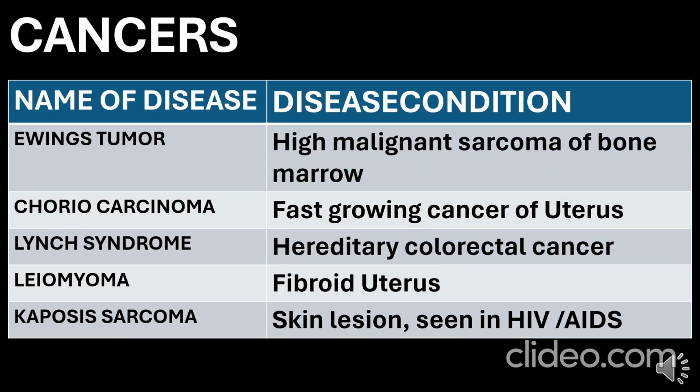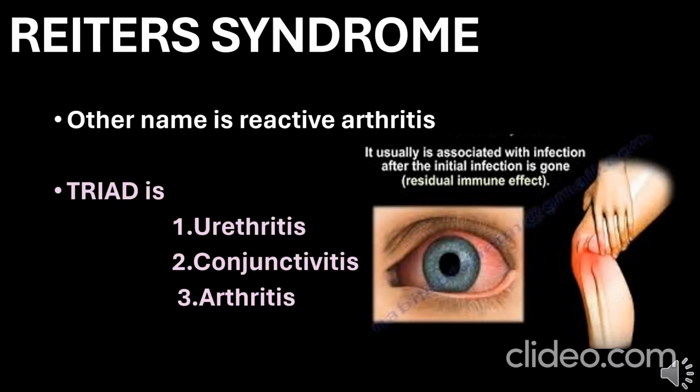Next we will see some cancers. First one is Ewing tumor, which is highly malignant sarcoma of bone marrow. Next is choriocarcinoma. The term chorio will refer to the uterus, so this is fast growing cancer of uterus. Lynch syndrome is hereditary colorectal cancer. Leiomyoma is fibroid uterus. Kaposi's sarcoma, it is an important thing, which is cancerous skin lesions of soft tissue seen in HIV or AIDS.